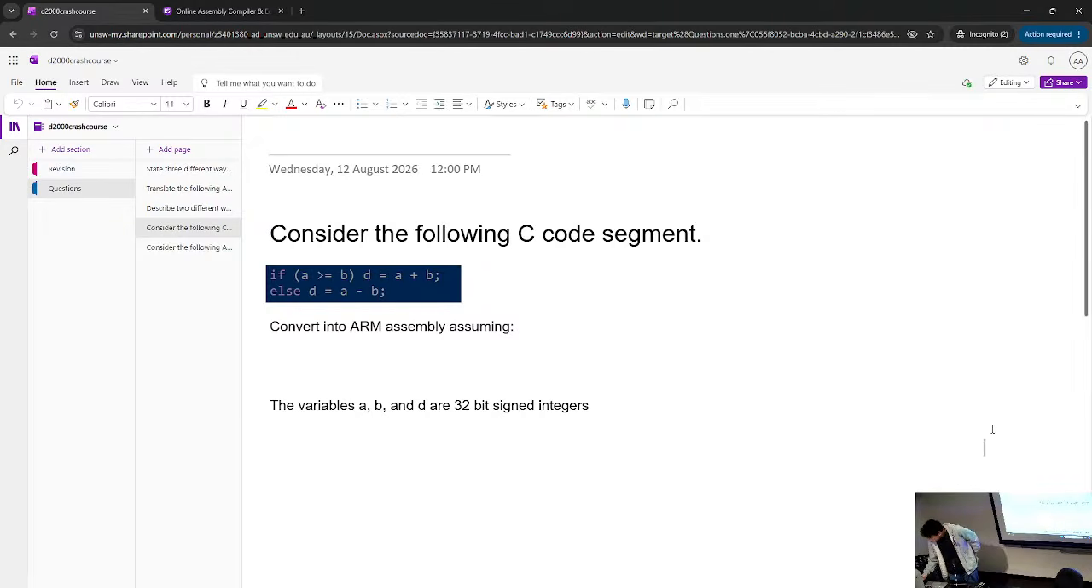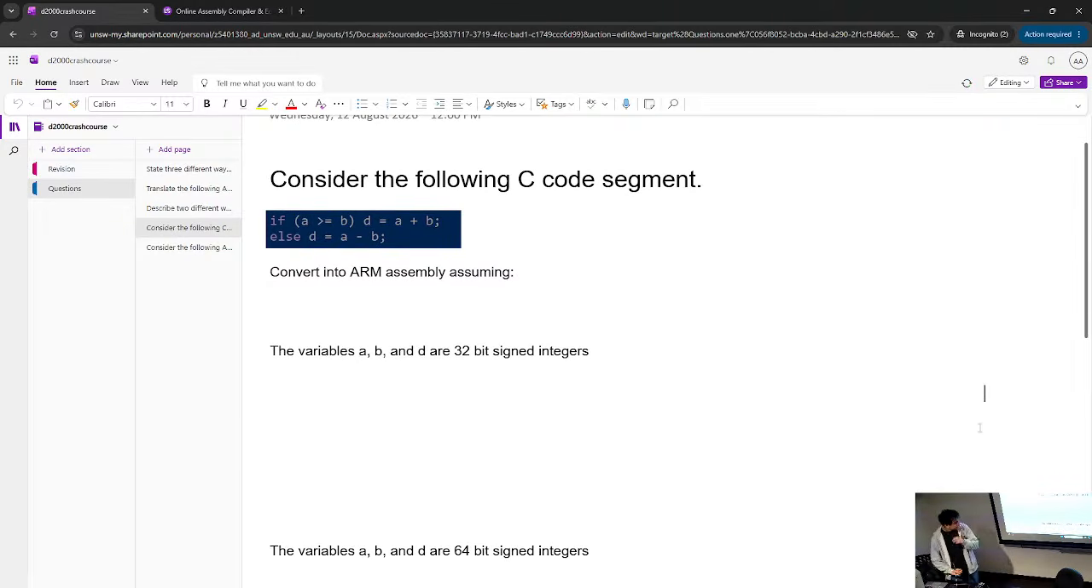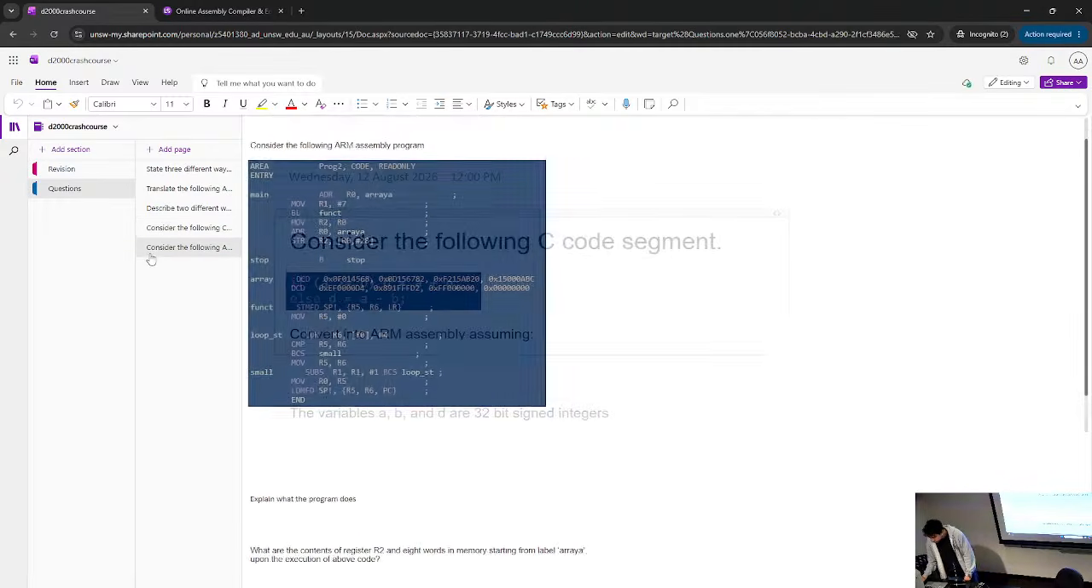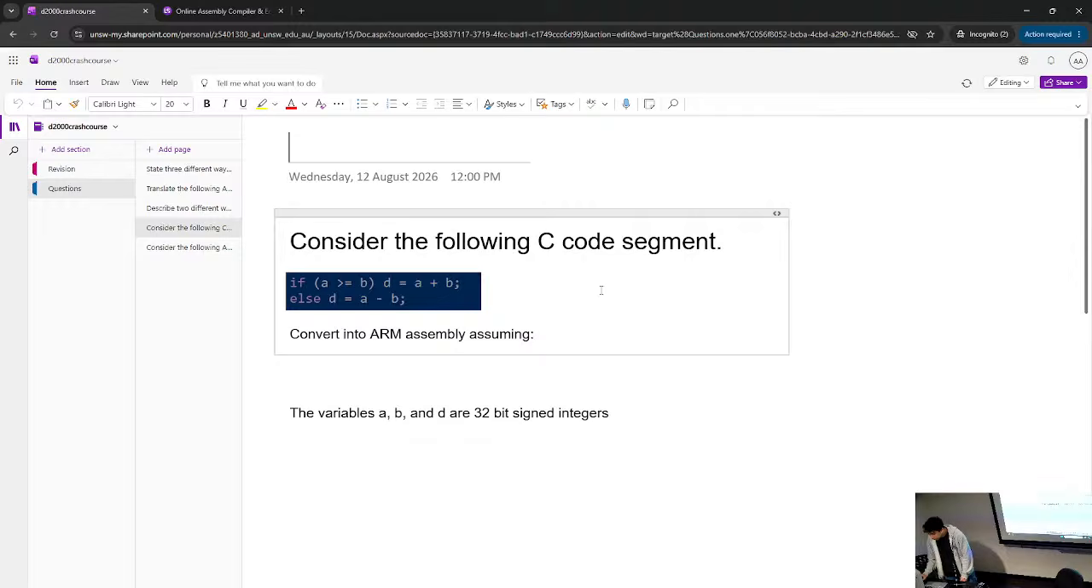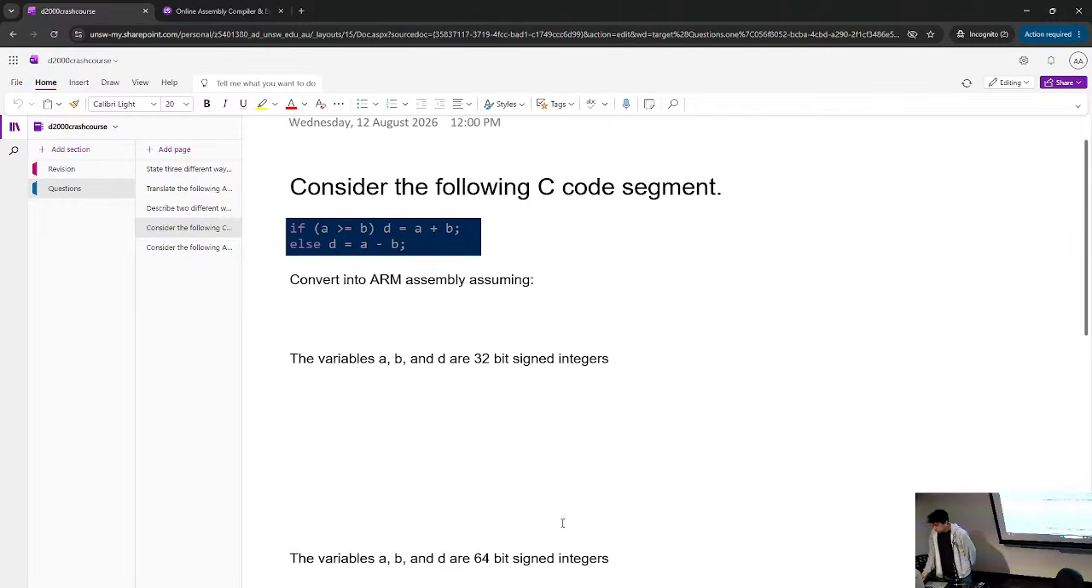So for the sake of time, I'll prioritize these two questions, because I think they're the most indicative of what you might expect in the exam. All right, let's do this first question.